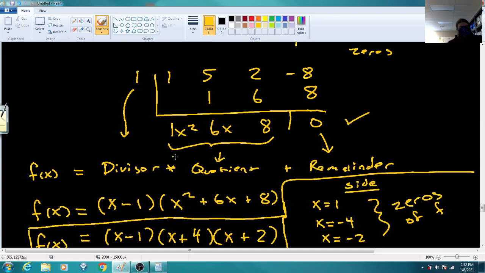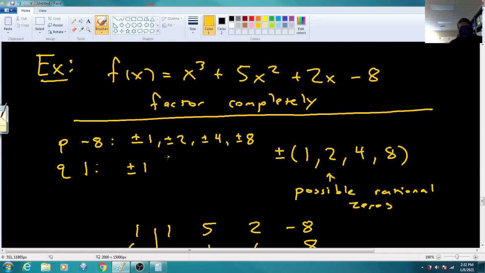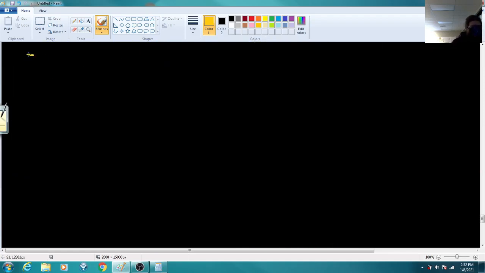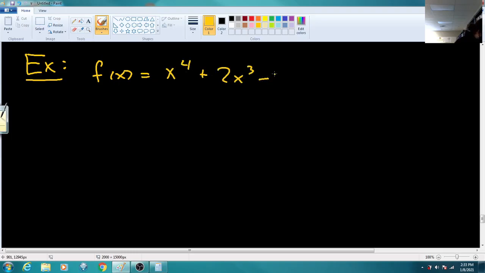All right, so we're going to look at one more of these synthetic division types, and then we'll probably pause there. So next example, we're going to say f of x equals x to the 4th plus 2x cubed minus 7x squared minus 20x minus 12. This time we want to find all zeros.